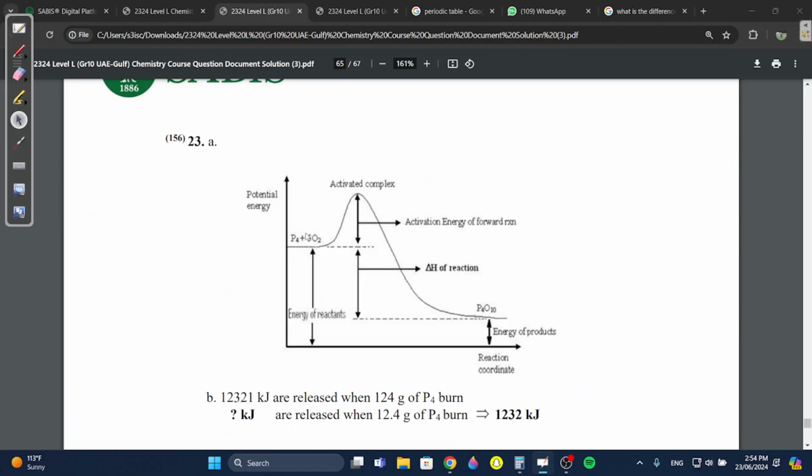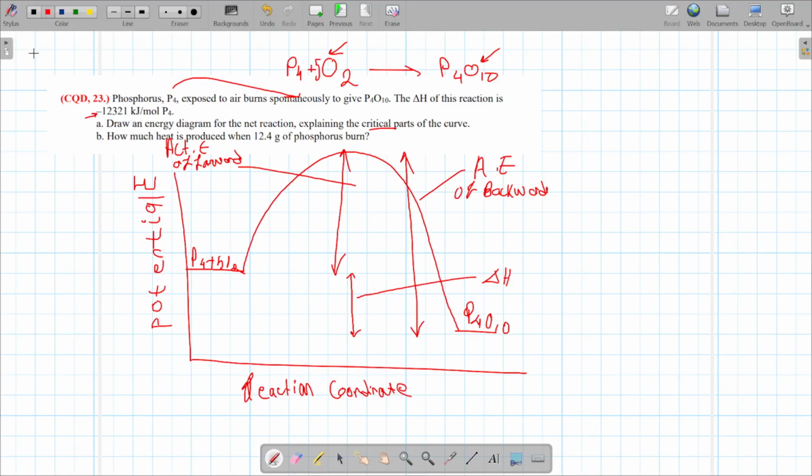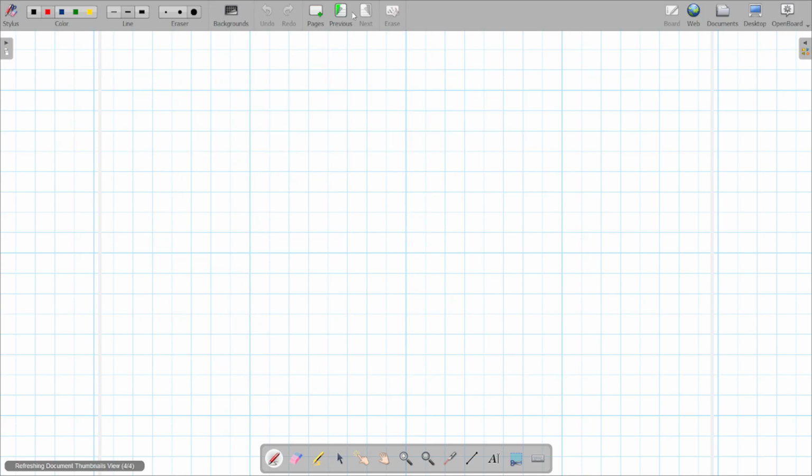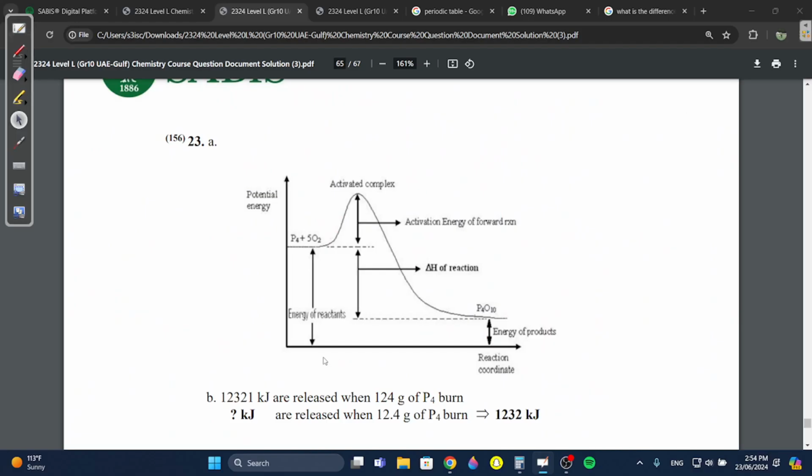Okay, what can we label? We can label more. We know this is the heat content of reactants, and this is the heat content of products. What else can we label? We could say this is the activated complex. I think that's it. There's nothing else I could say here.